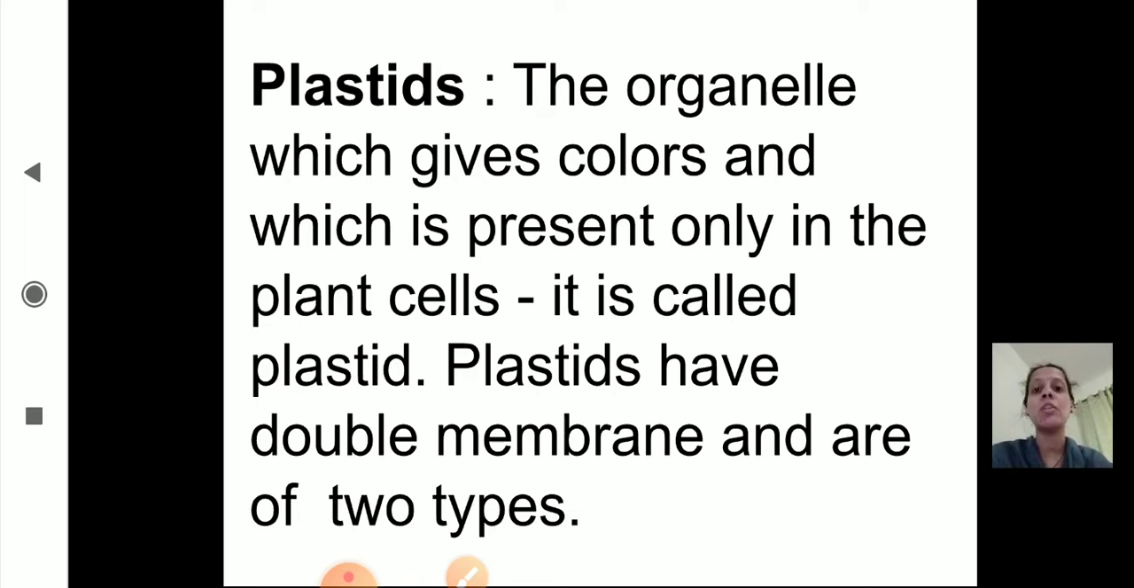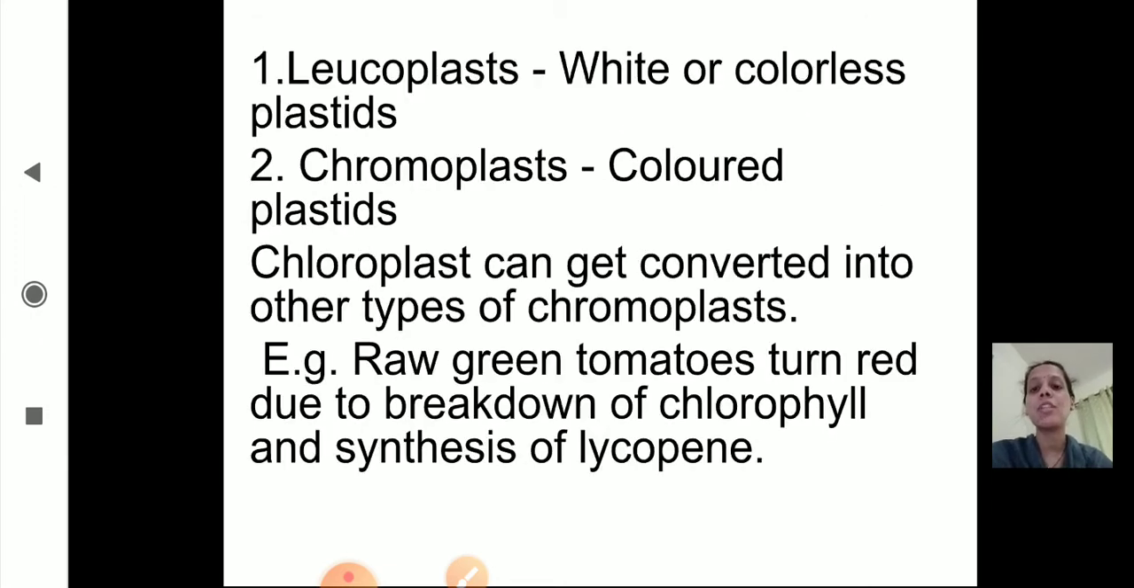Now we will see which are the two types of plastids. The first one is leucoplast and the second one is chromoplast. Leucoplast means white or colorless plastids, and chromoplast means colored plastids. So these are the two types of plastids. Because of the plastids the plants get their colors.